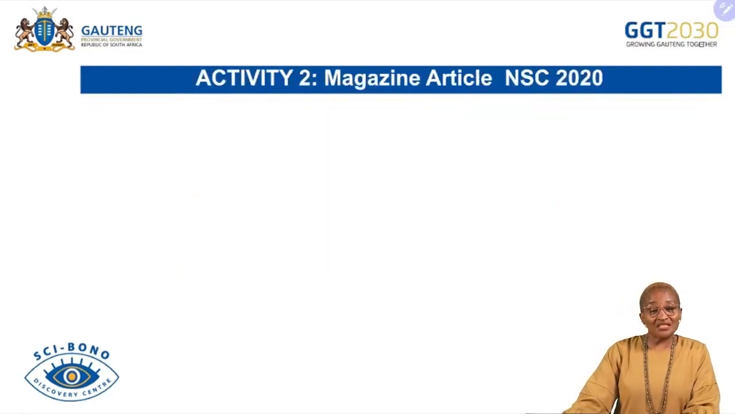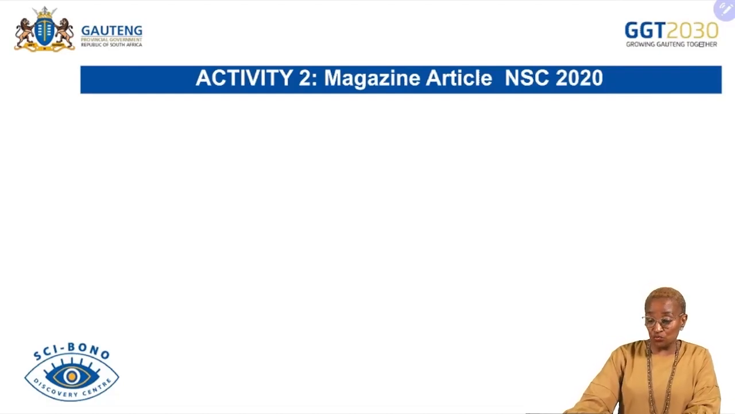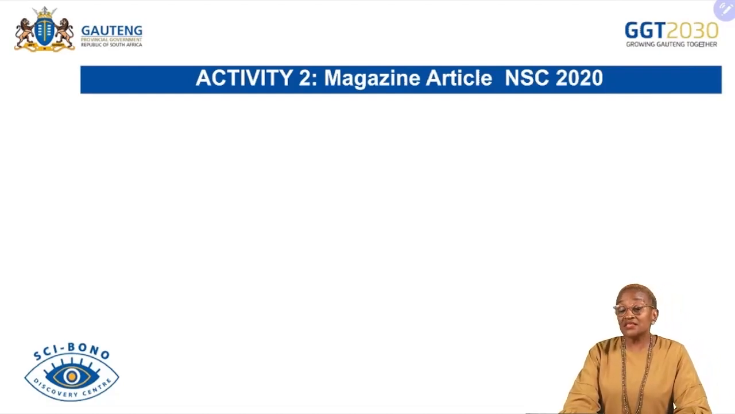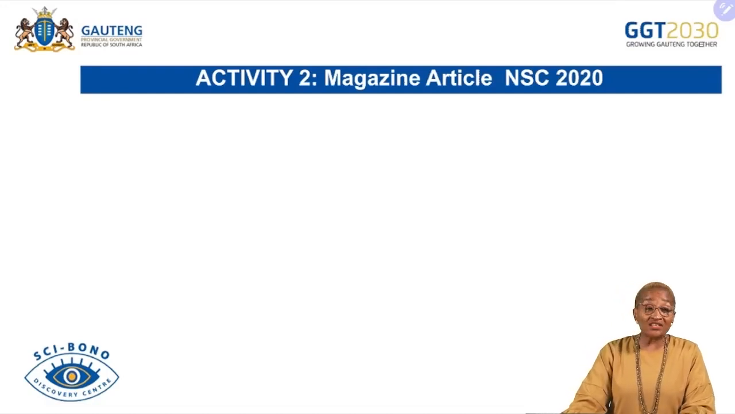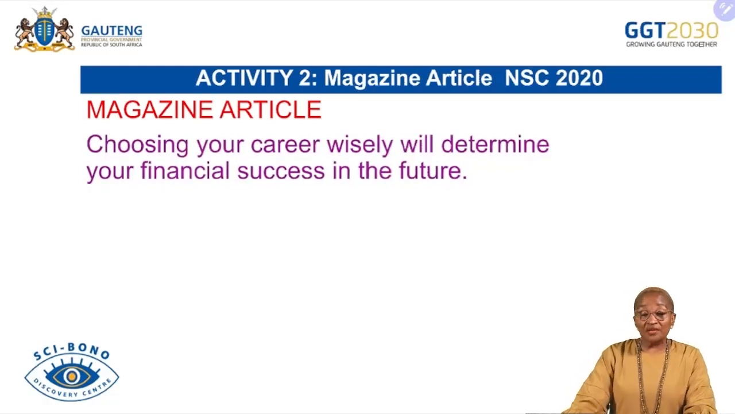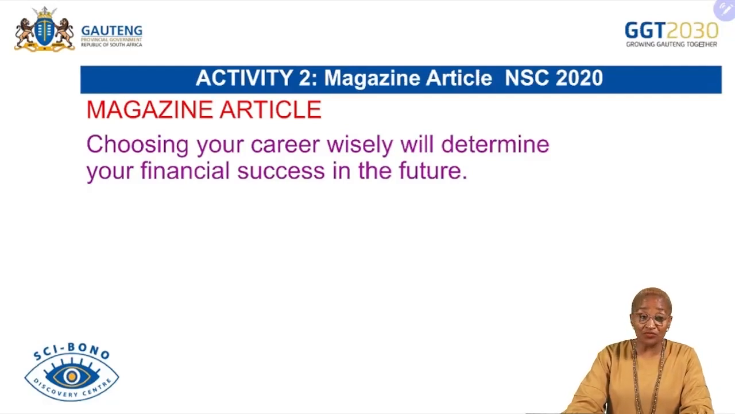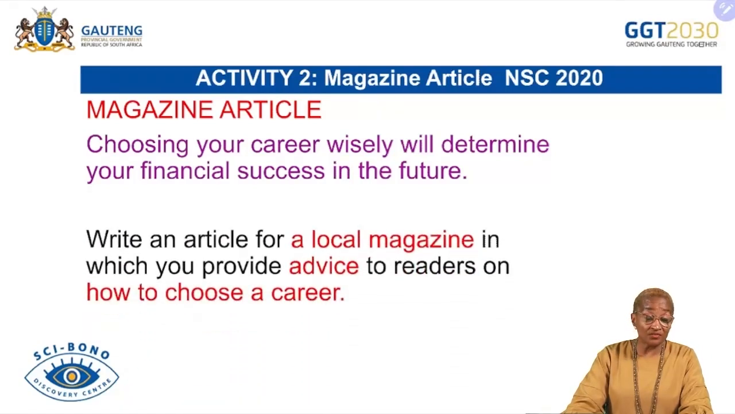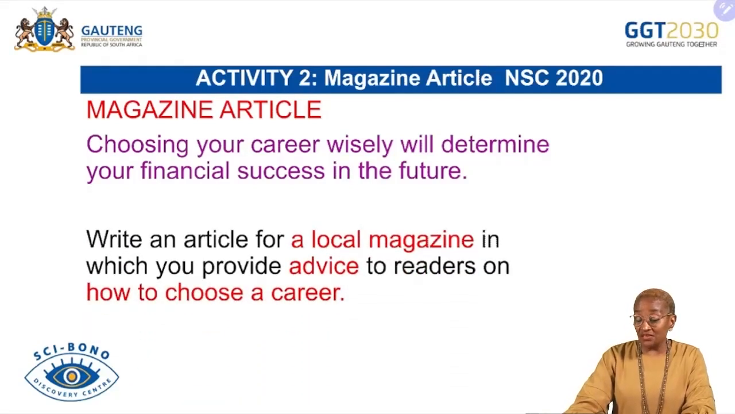Right, let's have a look at this activity now. Our activity 2, which is a magazine article taken from the 2020 NSC paper. Let's read the brief. Choosing your career wisely will determine your financial success in the future. That's the background that we have been given here. What's the instruction? Write an article for a local magazine in which you provide advice to the readers on how to choose a career.